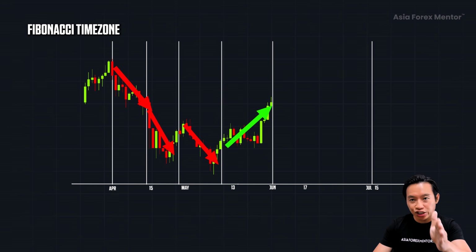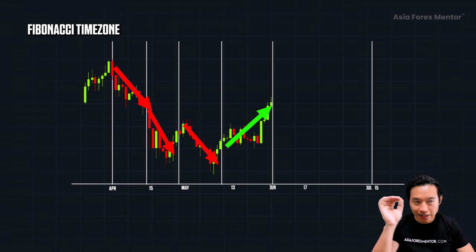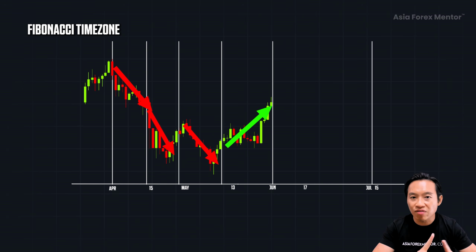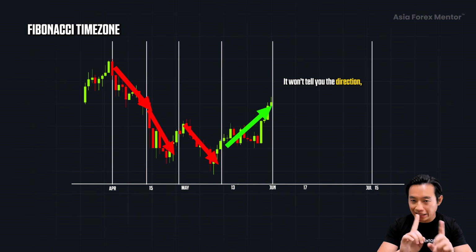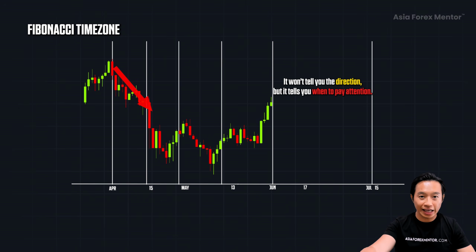So this is prediction using Fibonacci time zones. We don't just trade it blindly just because, oh, likely at this time something is going to happen. No, if you understand how the whole market structure works, why at certain times the market moves because traders come in, why on certain dates the market moves because of certain events, this is where you recognize that Fibonacci time zones are important as well. It will not tell you the direction, but it tells you when to pay attention.